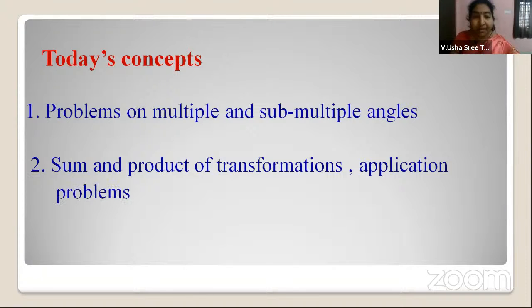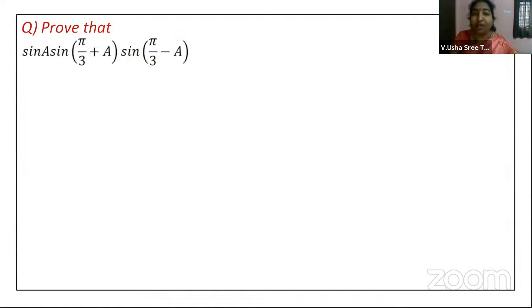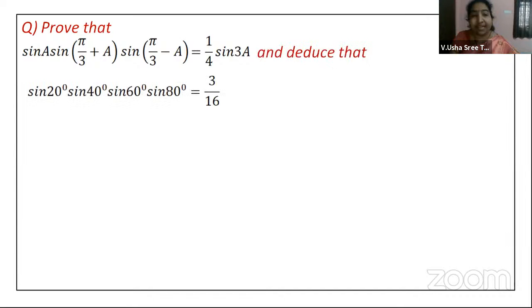Let us start with: prove that sin A sin(π/3 + A) sin(π/3 − A), π by 3 being 180 by 3, which is equal to 60, equals 1/4 sin 3A. And we need to deduce that sin 20 sin 40 sin 60 sin 80, when you multiply, the product will be 3/16.